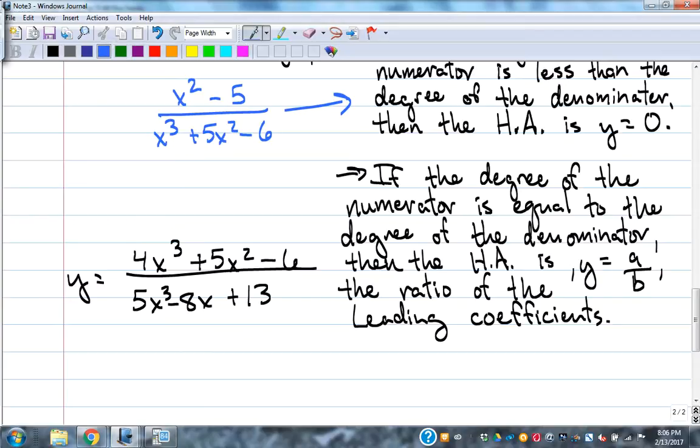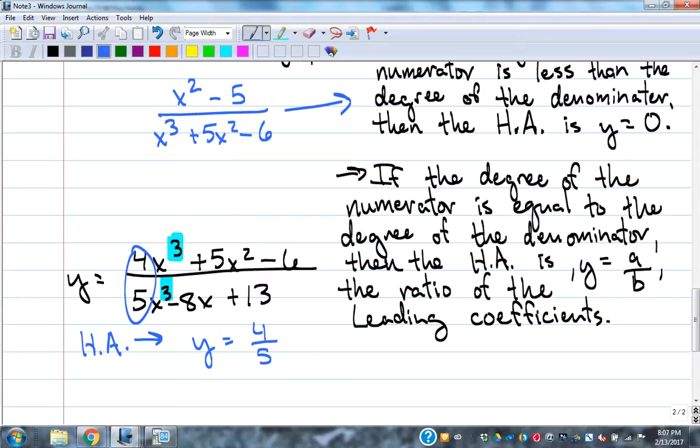The degrees are the same. So the horizontal asymptote is at y equals 4 over 5, the ratio of the leading coefficients. No calculating to do, no real work to do. Just by knowing that rule, you get a horizontal asymptote given to you. Okay, so domain, always there. Vertical asymptotes, always there, unless they all cancel out, which doesn't happen very often.